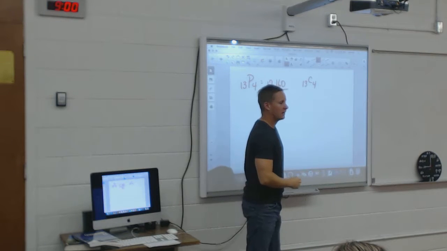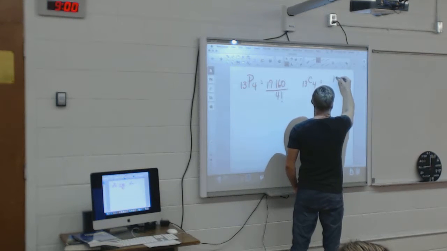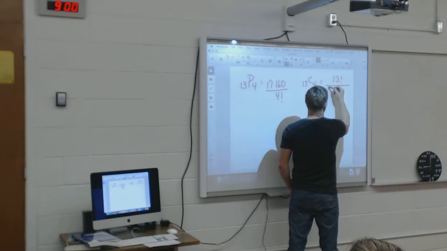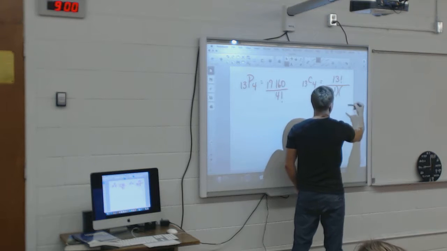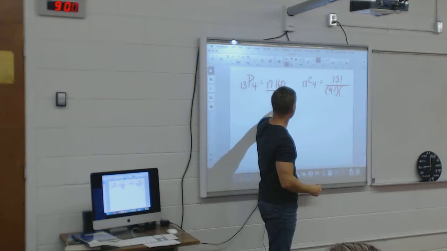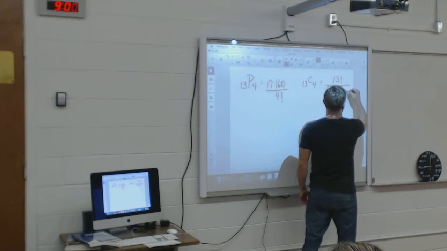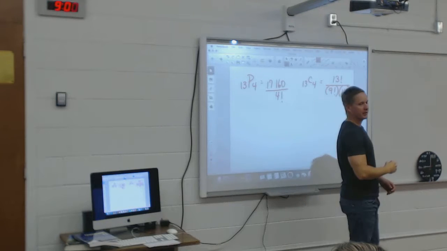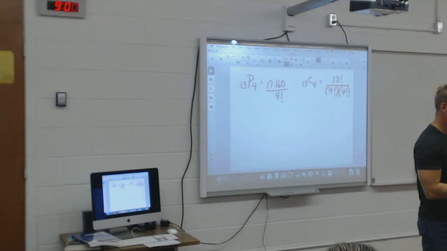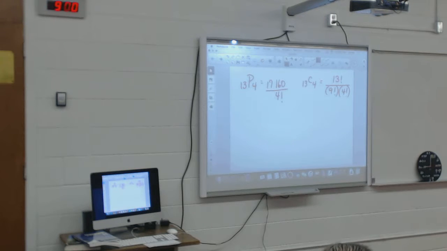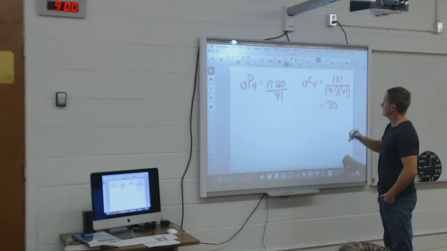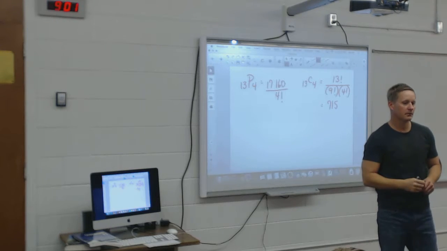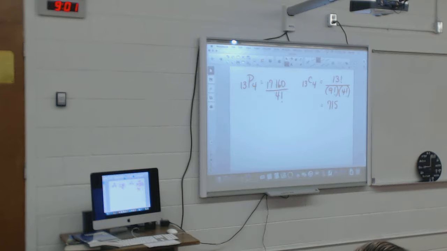13C4, okay, looks like a permutation right here. So 13 factorial over n minus r, which is 9 factorial, right? And then I have to also divide by the r factorial, the number of ways in which I can arrange them. So when I divide by 4 factorial, I end up with only 715 ways, okay, in which there are combinations.